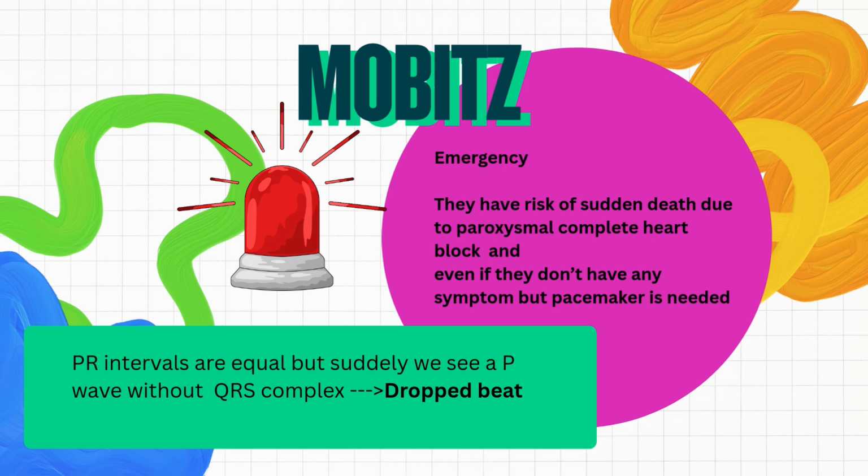How do we distinguish Mobitz type 2, or Mobitz? In this case, in contrast to Mobitz type 1, or Wenckebach, the PR intervals are equal, but suddenly we see a P wave without a QRS complex. That's why this is called a dropped beat.